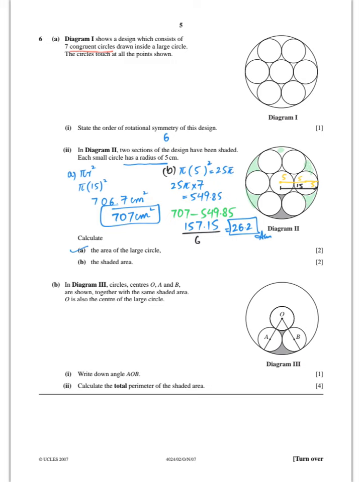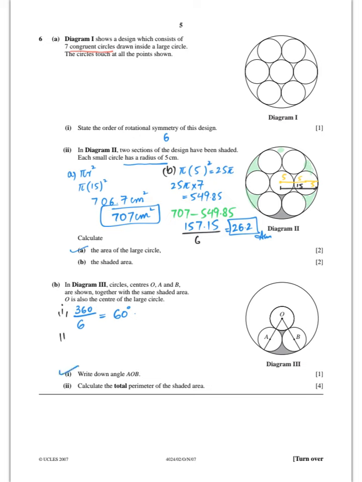After that, for part B, in diagram 3 circle centers A and B are shown together with the same shaded area. O is also the center of the larger circle. Write down the angle AOB. Alright. So the total angle of a circle is 360, right? Now if you observe this part, that is basically connecting with the first and second part. There are 6 equal portions, so we need to divide by 6 and that leads to 60 degrees. That is your first part.